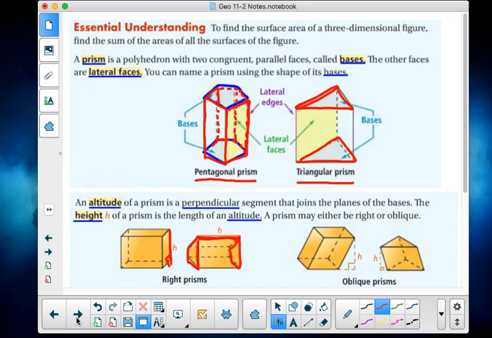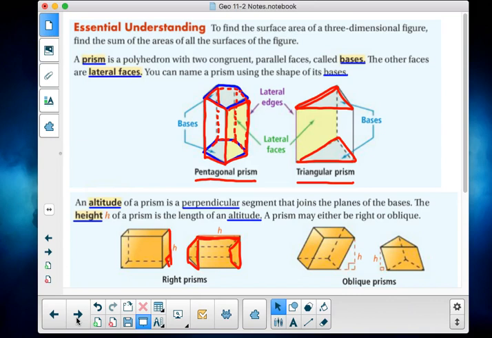So all those formulas that we used in chapter 10 will be applied in chapter 11 automatically. That's talking about the perpendicular segment, the distance between the bases. Now keep in mind, the bases of the prisms that we'll be working with will always be parallel, unless there's a collection of two different things, and that'll happen too.